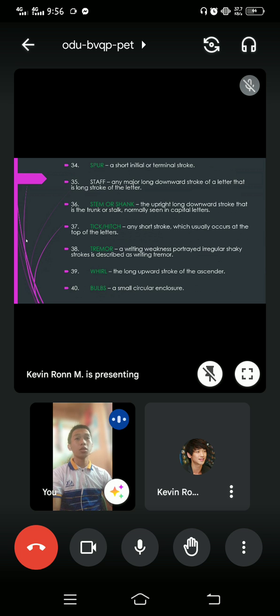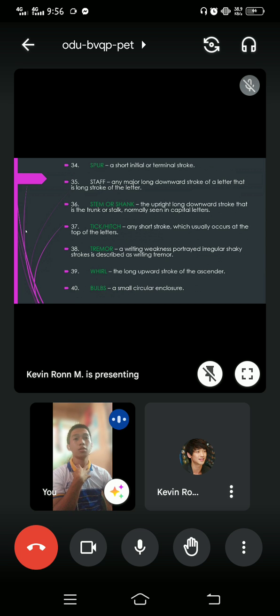Number 35, staff: any major long downward stroke of a letter, that is the long stroke or the arm of the letter. So that is staff. Number 36 is stem or shank. So what is that? The upper long downward stroke that is the trunk or stalk, normally seen in capital letters. So that is stem or stalk.